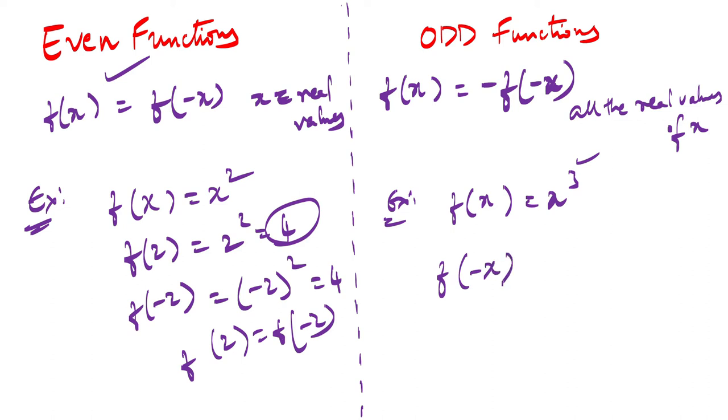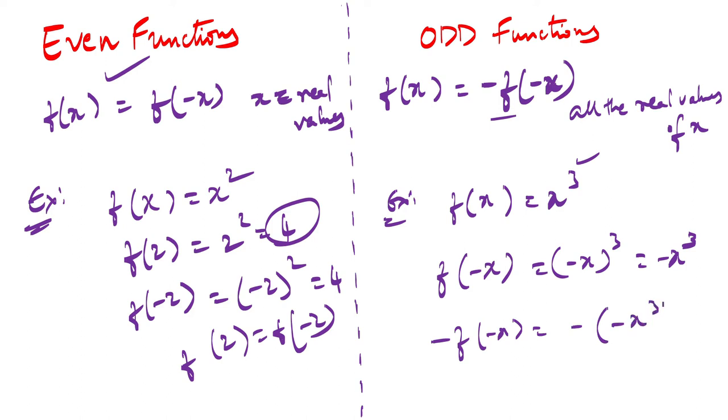So f of minus x will be equal to minus x whole cube, which is equal to minus x cube. Now what about minus f of minus x? Just substitute: minus of minus x cube, this will be equal to x cube. See, f of minus x is equal to minus x cube, and minus f of minus x is equal to x cube, which satisfies this condition, f of x is equal to minus f of minus x. Kindly remember these two conditions, because these will definitely come in handy when we solve different questions.